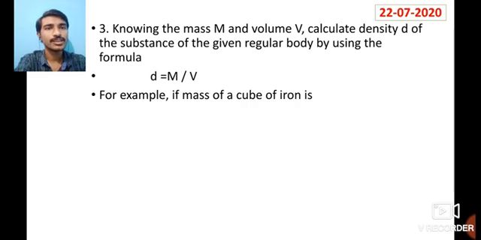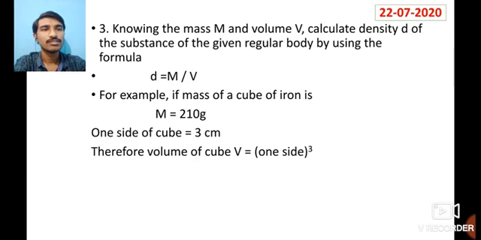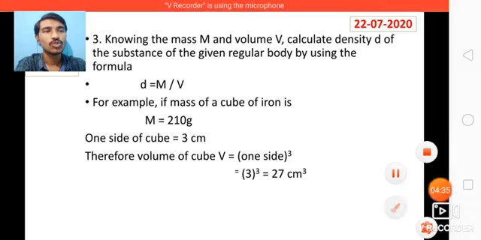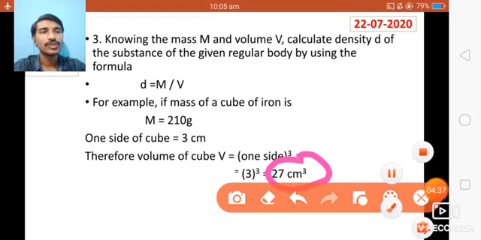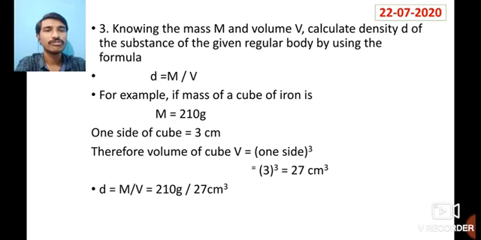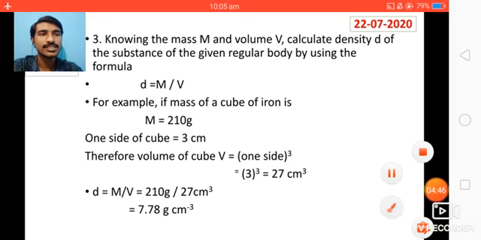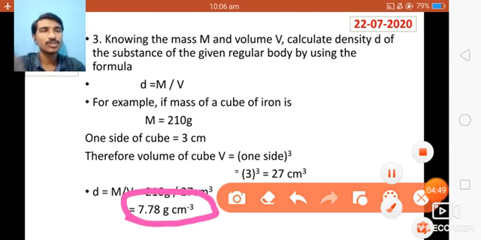For example, if the mass of a cube of iron is 210 gram, and one side of the cube is 3 centimeter, what will be the volume? We have the formula V is equal to a cube. This will be equal to 27 cm cube. So if we substitute in the formula, we will get 7.78 gram per centimeter cube.